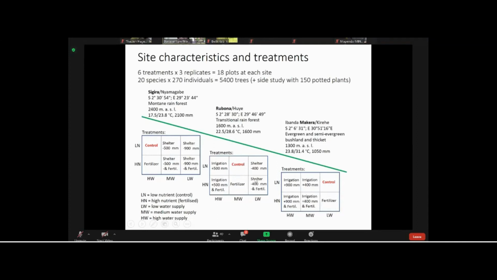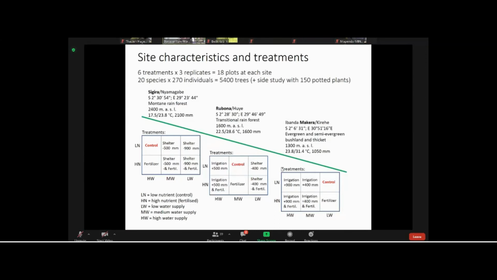While at Rwanda, because Rwanda is in the middle, we irrigate, adding water, 500 millimeters, and we also reduce water by rain shelter construction, and we reduce 400 millimeters in order to maintain also the same precipitation as at the Makira, where we add water to have the same precipitation. And we also applied fertilization to avoid the confusion which can influence the results. We have to maintain it at the same level, the rainfall and the nutrient content of the soil.